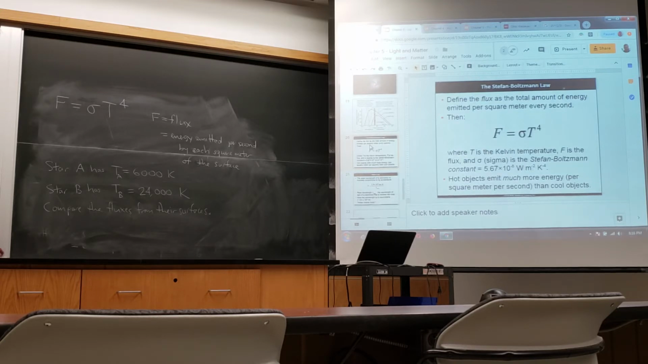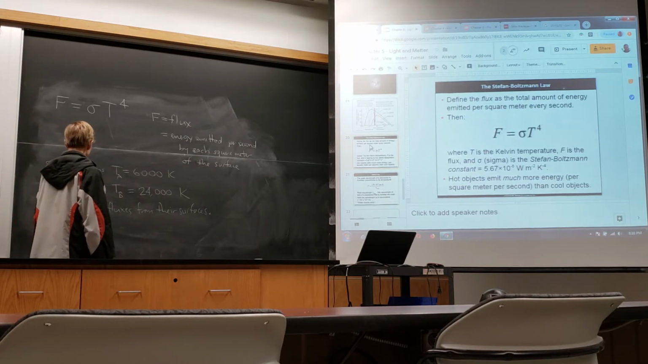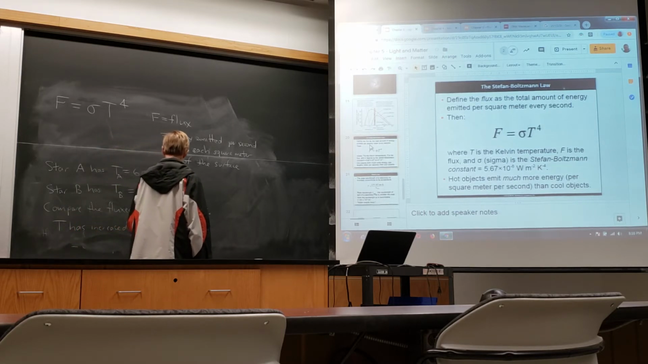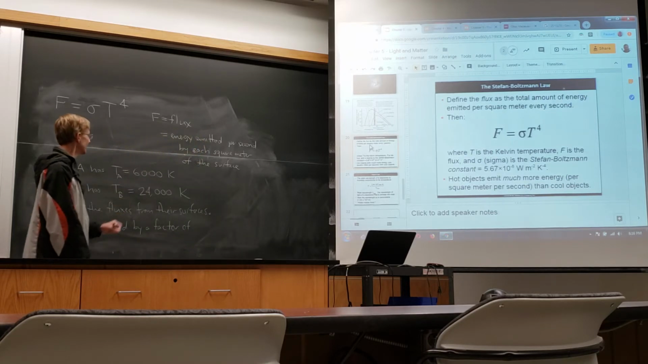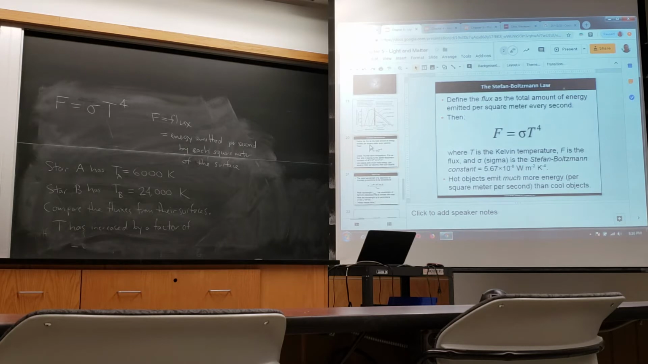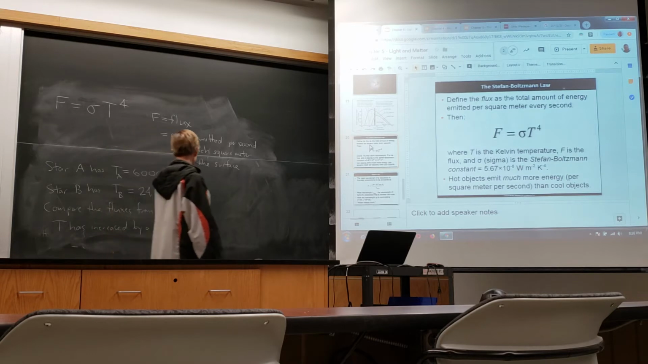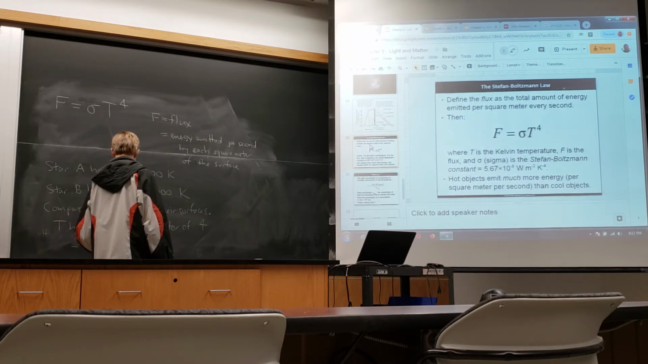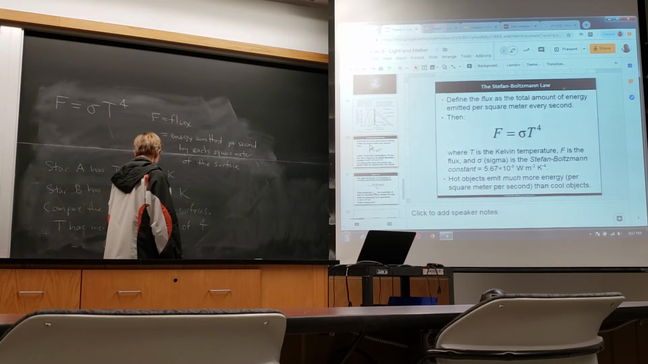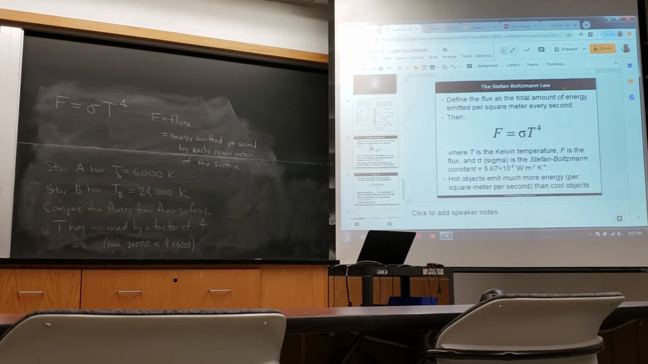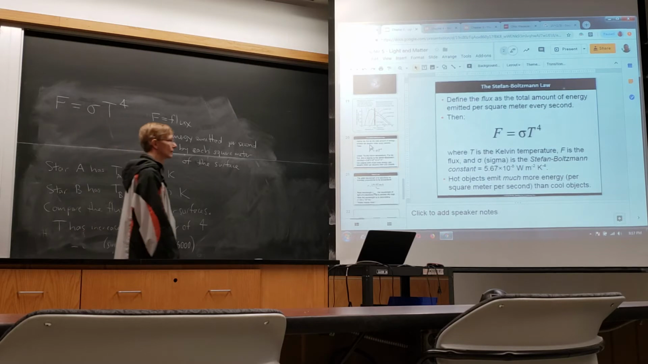So in this case, the temperature has increased by a factor of what? In going from star A to star B, how many times hotter is star B than star A? Four times, right? Because 4 times 6 is 24. So 4 times 6,000 is 24,000. So the temperature has increased by a factor of 4, since 24,000 is equal to 4 times 6,000. Any questions so far?